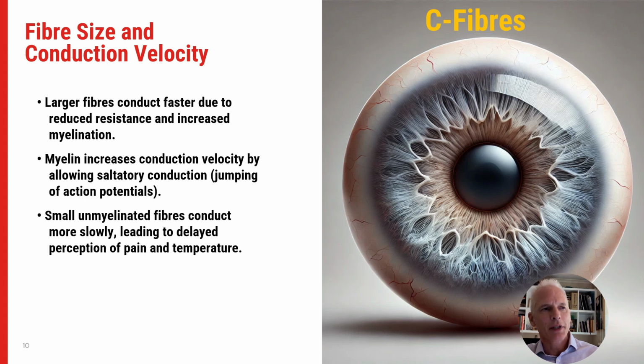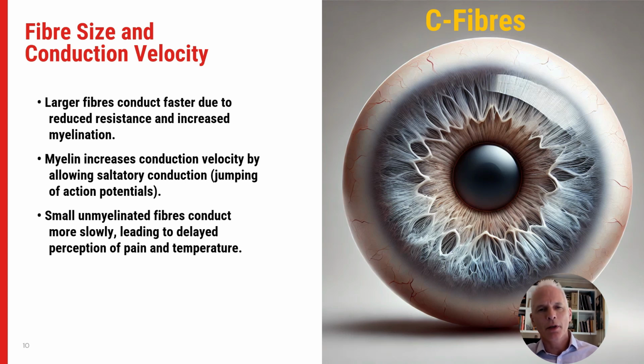So I'm going to say it once again. Larger fibers conduct faster due to reduced resistance and increased myelination. So myelination, if you can't remember that part, helps the saltatory conduction, or the jumping of action potentials along the nerve. And basically, the thicker the myelin, the faster it is. And small unmyelinated fibers conduct more slowly, leading to delayed perception of pain and temperature.